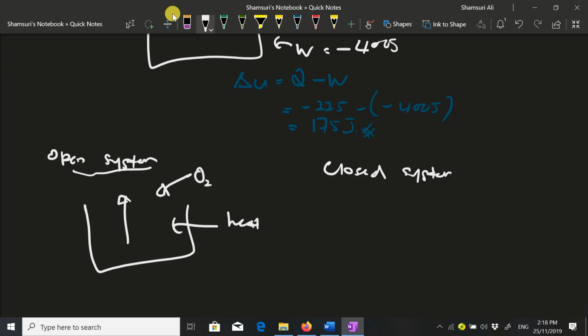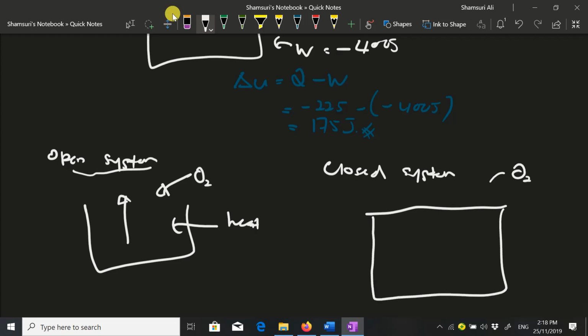When we mention a closed system, it's something like we have the system closed. If we have the oxygen, it cannot go inside because it's already closed. However, heat can also be transferred. But then we can also have the formula delta U equals Q minus W. This is called a closed system. The gas doesn't change, but heat can be transferred.